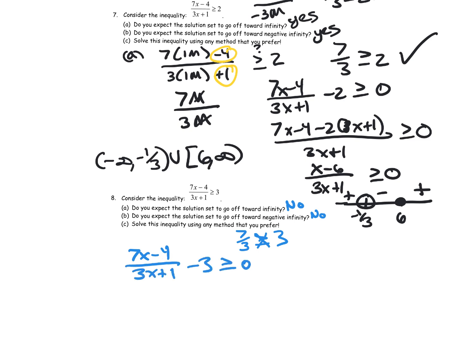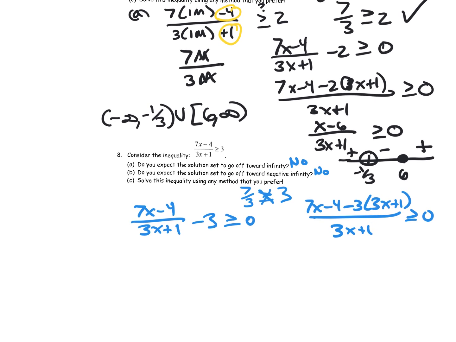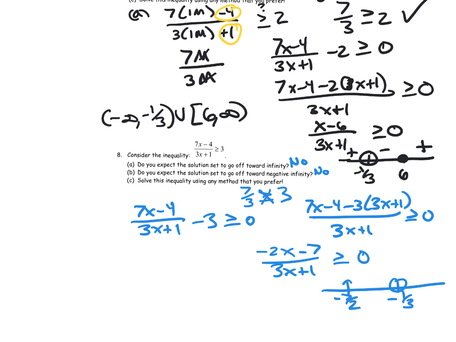Common denominator, so I'm going to have 7x minus 4 minus 3 times 3x plus 1 over the 3x plus 1. And distributing and combining like terms, let's see, how many x's? Looks like I'm getting minus 2x, and then minus 4, minus 7, over 3x plus 1, greater than or equal to 0. On my sign chart, I've got negative 1/3, open circle, and then a closed circle at negative 7/2.